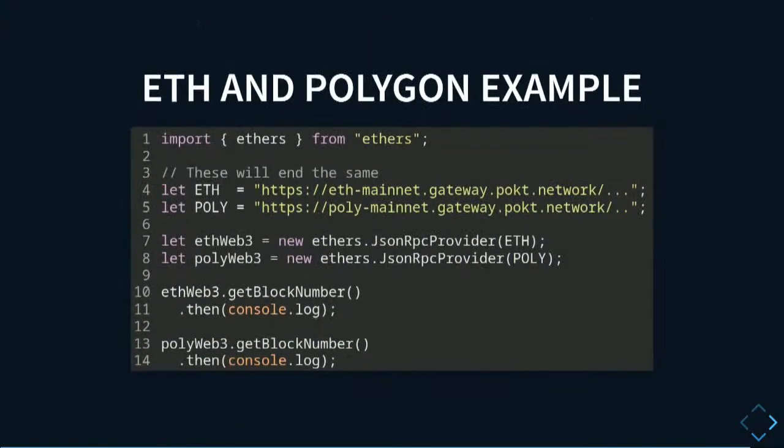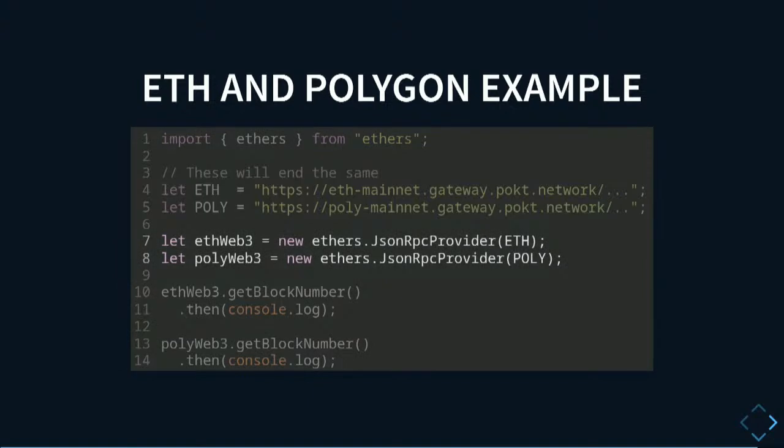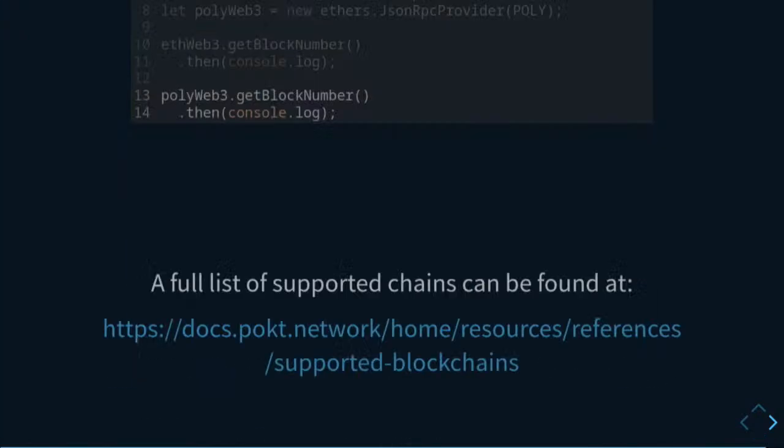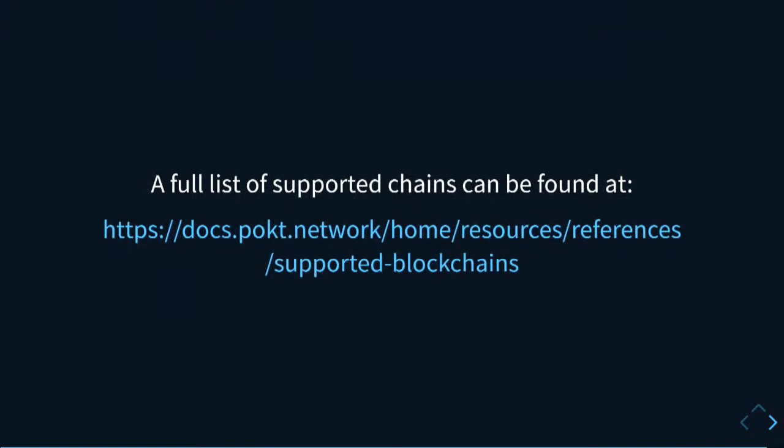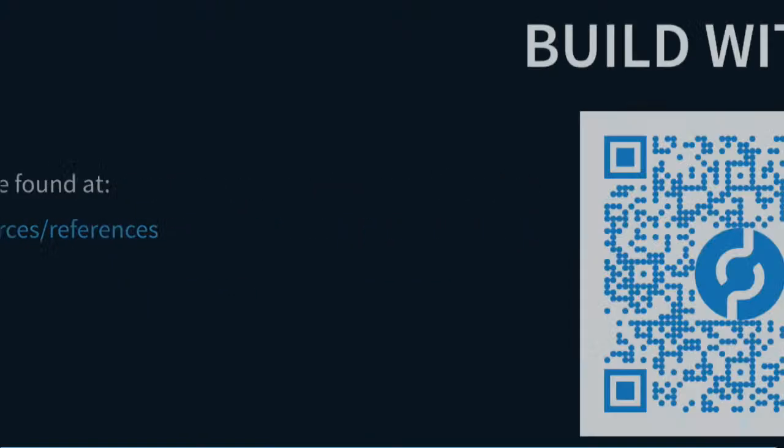So for example, let's say you wanted to use Polygon and ETH in the same application. It's as simple as taking the URLs, throwing them into providers, and you can get the ETH block number and the Polygon block number just as easily. And the full list of supported chains we have available at the docs.